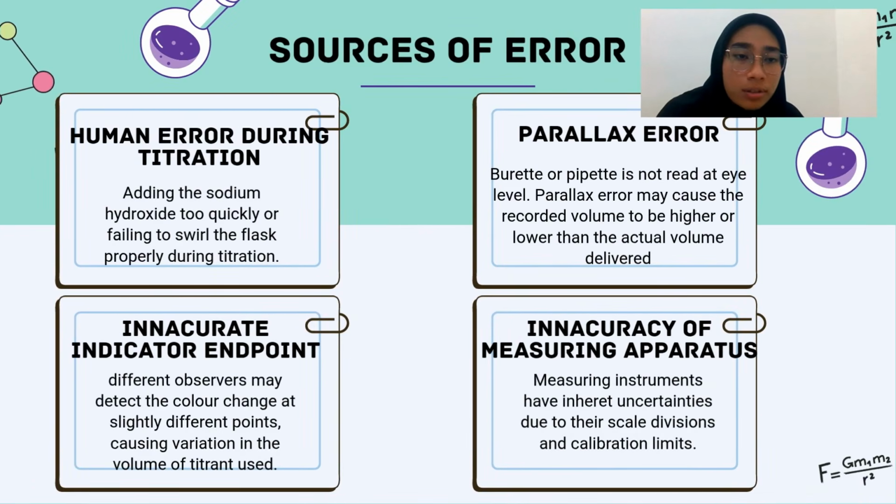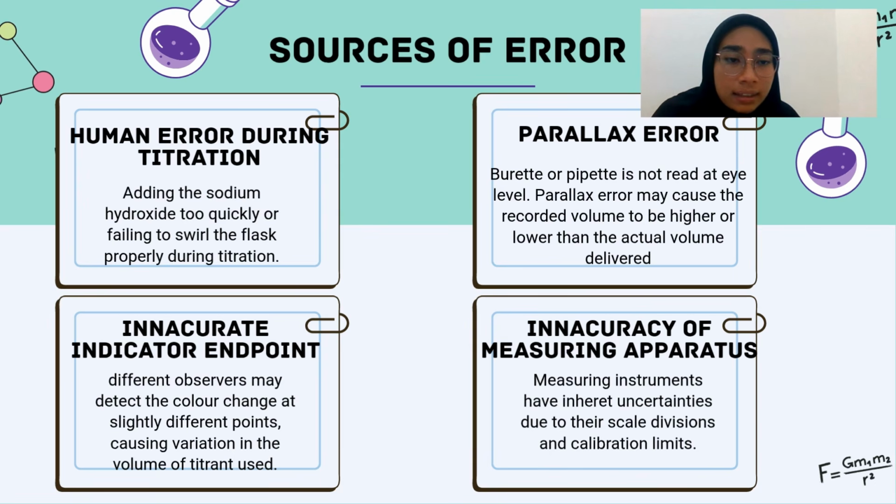Moving on to our sources of error, which are especially important to consider when analyzing complex liquids like commercial fruit juice. First, we have human error during titration. Adding the sodium hydroxide too quickly or failing to swirl the flask properly can easily cause us to overshoot the endpoint. Second is parallax error. If the burette or pipette isn't read exactly at eye level, the recorded volume will be slightly distorted.